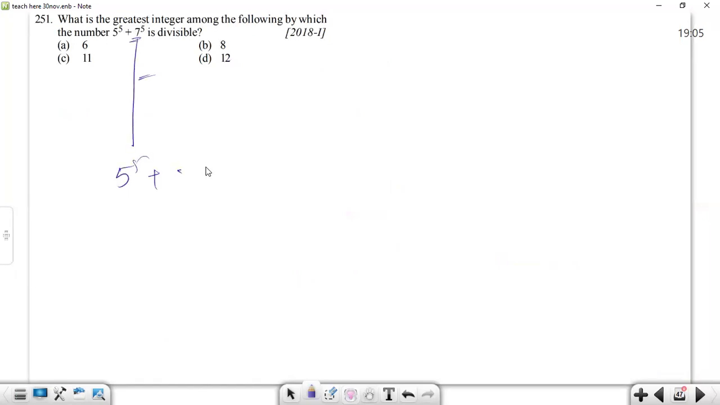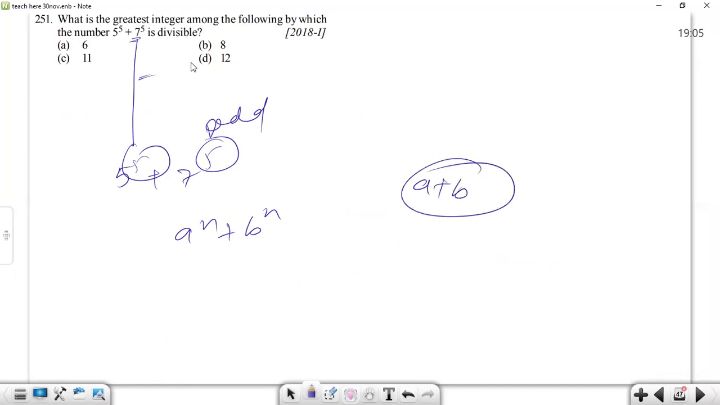So in this question, 5 raised to power 5 plus 7 raised to power 5, this n is odd, and the condition is like this. So this will be divisible by a plus b. So 5 plus 7 is 12, because a is this, b is this. Clear? Any doubts? Clear, sir.